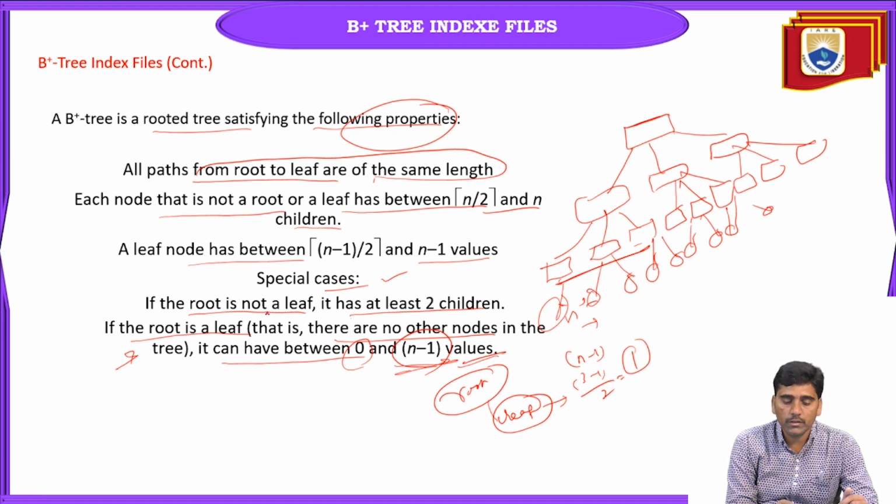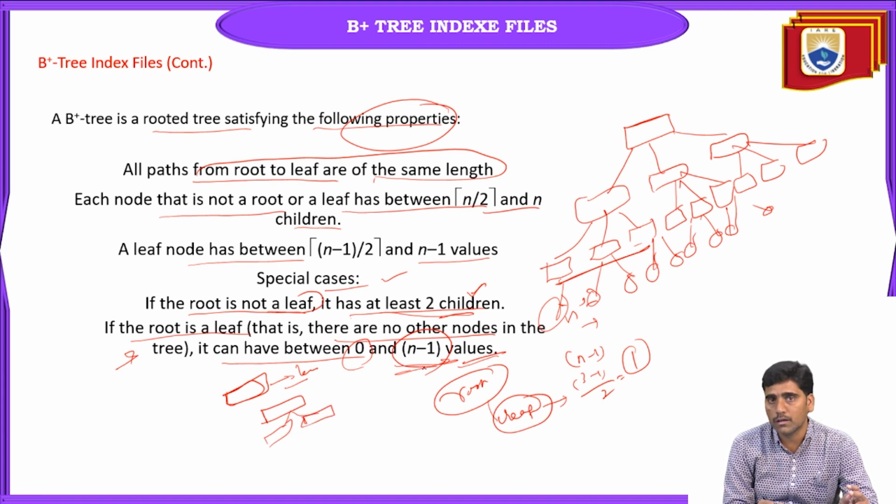But if the root is not a leaf, then it has at least two children. That condition has to be specified. If the root is a leaf node, then it doesn't have any other children. But if the root has children, then it has to maintain at least two children. So these are the conditions. Based on these conditions, the B plus tree indexing mechanism works to retrieve records, insert records, update records, or do any operation on that particular database.